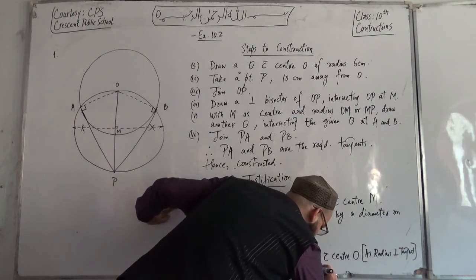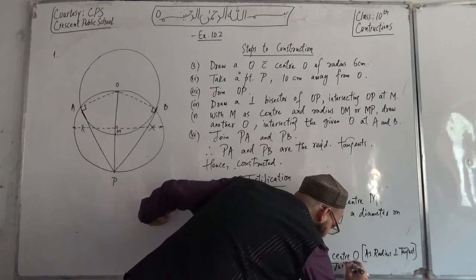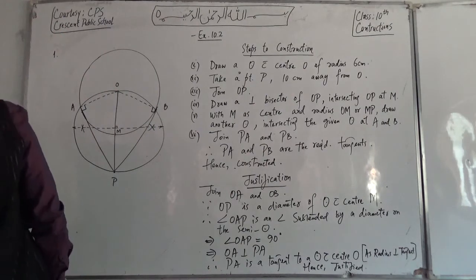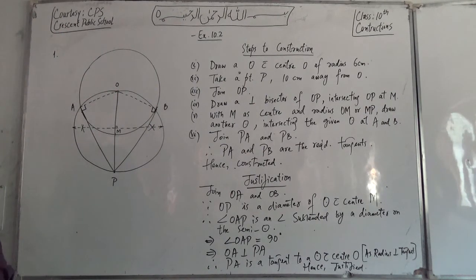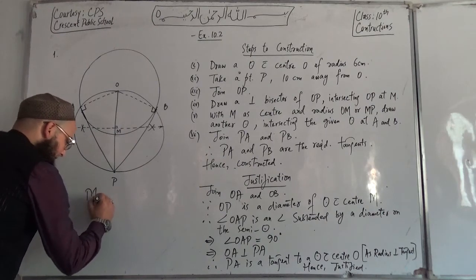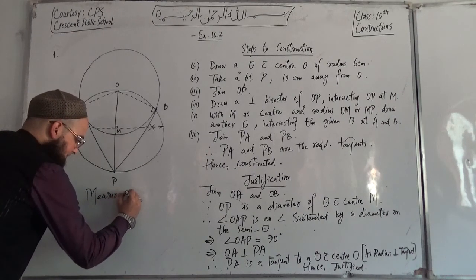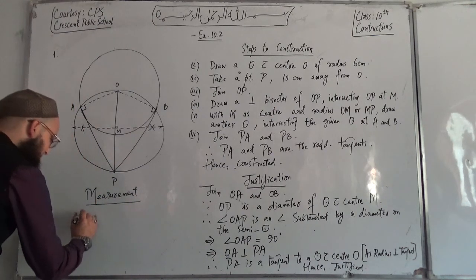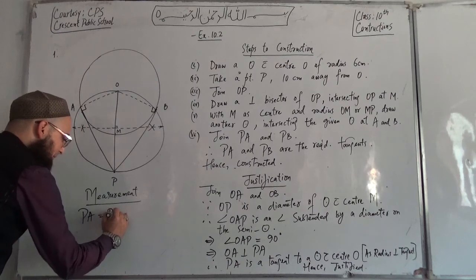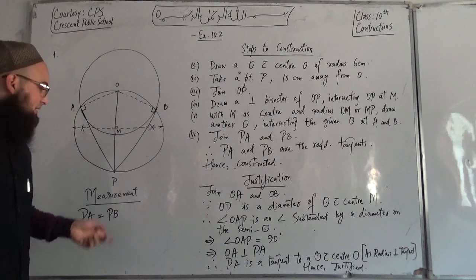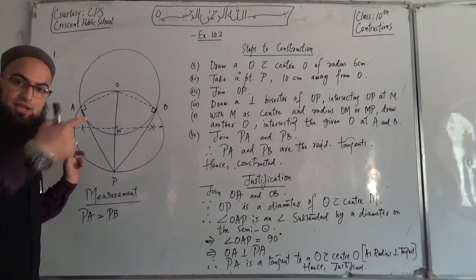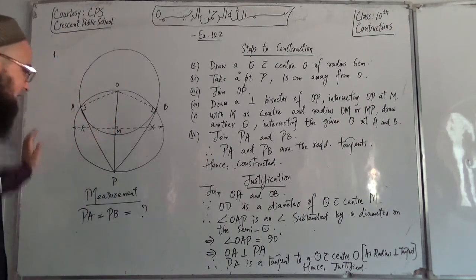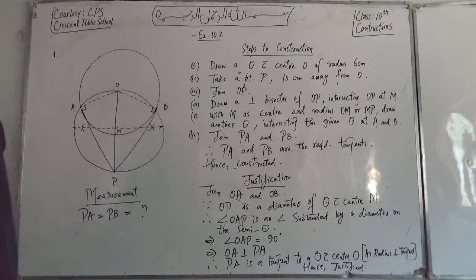Hence justified. This justifies your construction. Then after that, you need to measure their lengths. Now, next thing is measurement. In measurement, you just need to measure the length of PA, which is equal to PB. This is another theorem of circles: from an external point, the lengths of the tangents drawn are equal. So PA is equal to PB, just check the length. That's your answer. Make a note.